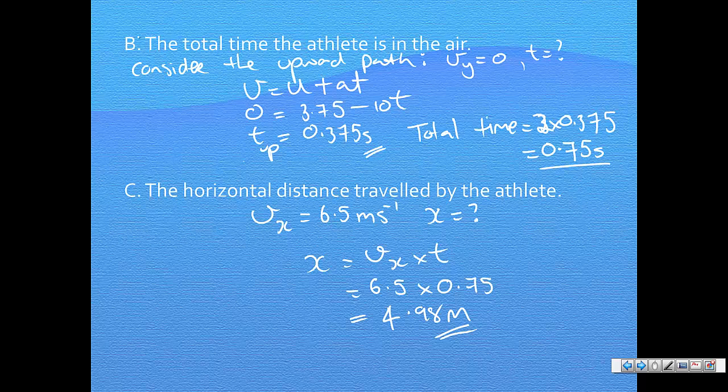So just to sum up again, the key things are on the way up, the time to go up and down is the same if it's a symmetrical path, and often we break the motion up into the upward section because the velocity at the top is 0. That enables us to find the time taken to travel up, and then we double it to find the total time of the journey.